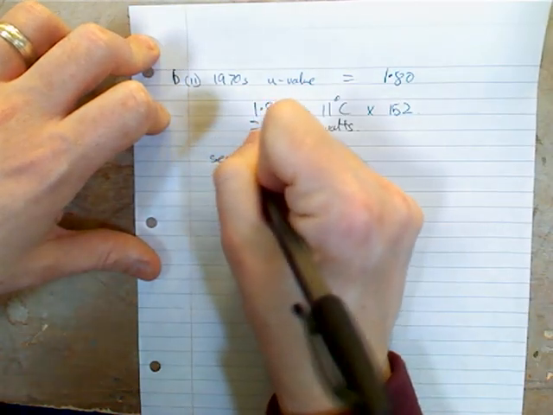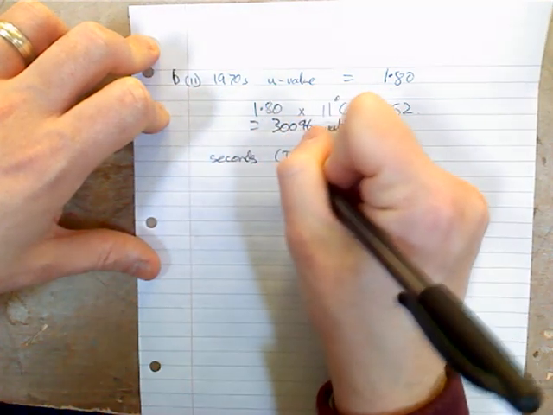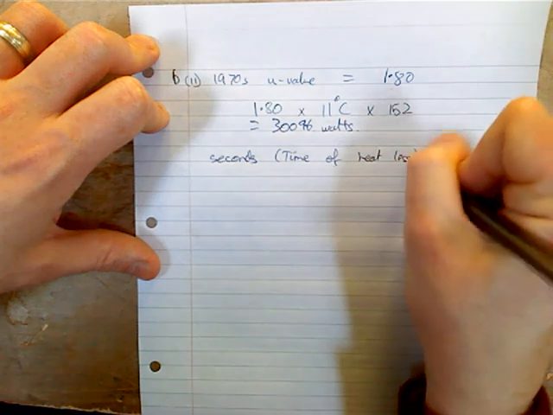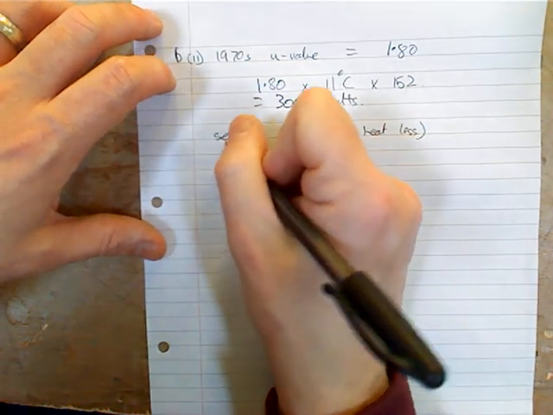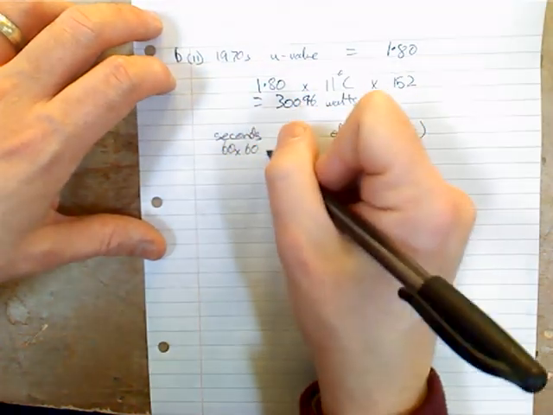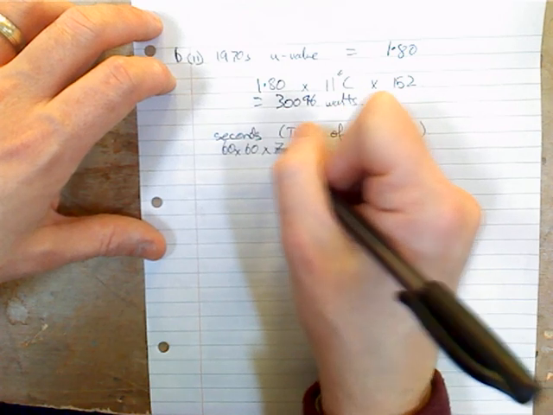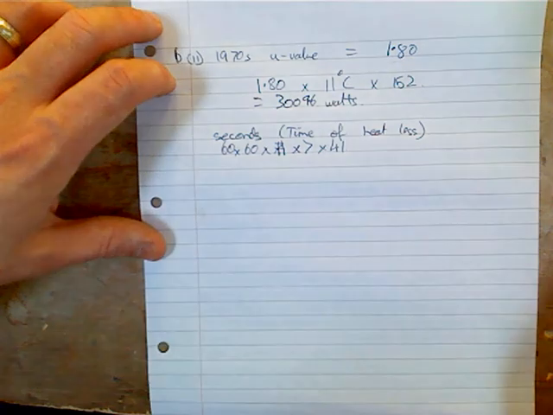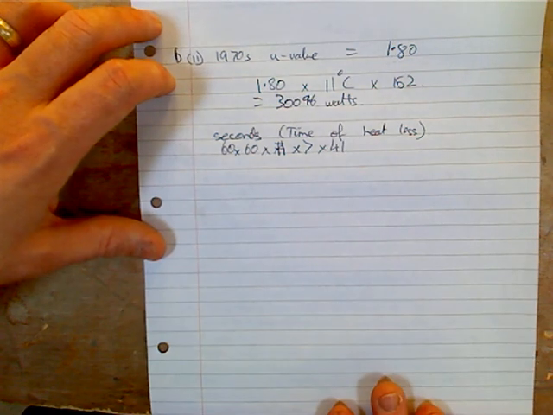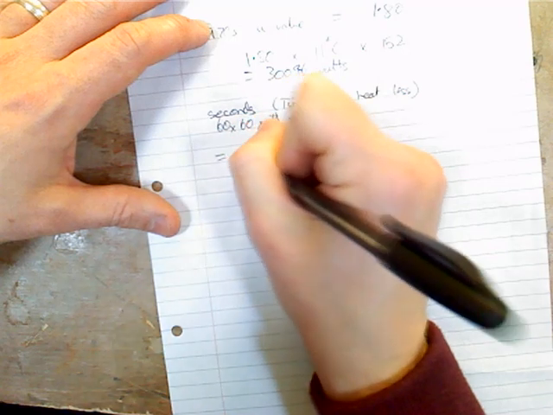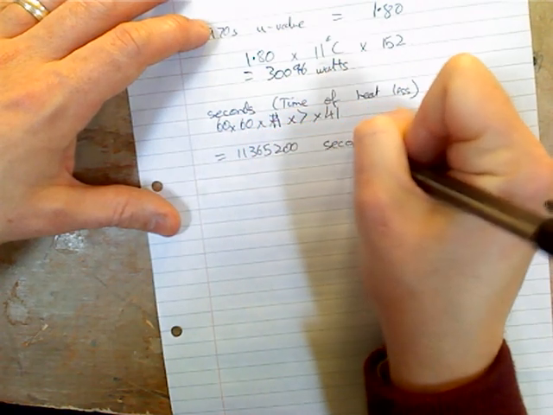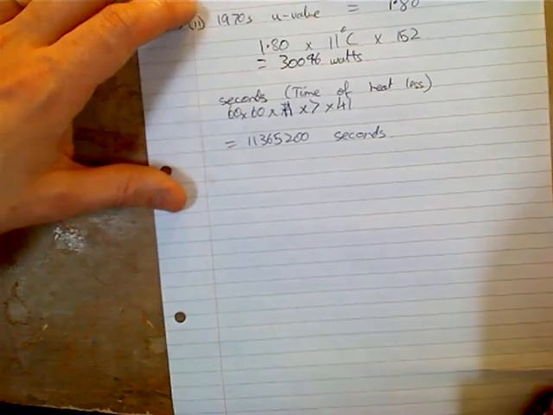Then we're going to do our seconds for the time of heat loss. Obviously, you don't have to write out these words. I'm just doing it to clarify what we're doing. So it's 60 seconds by 60 minutes by 11 hours by 7 days in a week by 41. That's going to be the same value as previously, isn't it? Yeah? So it's going to be 11365,200 seconds. Is that all right?